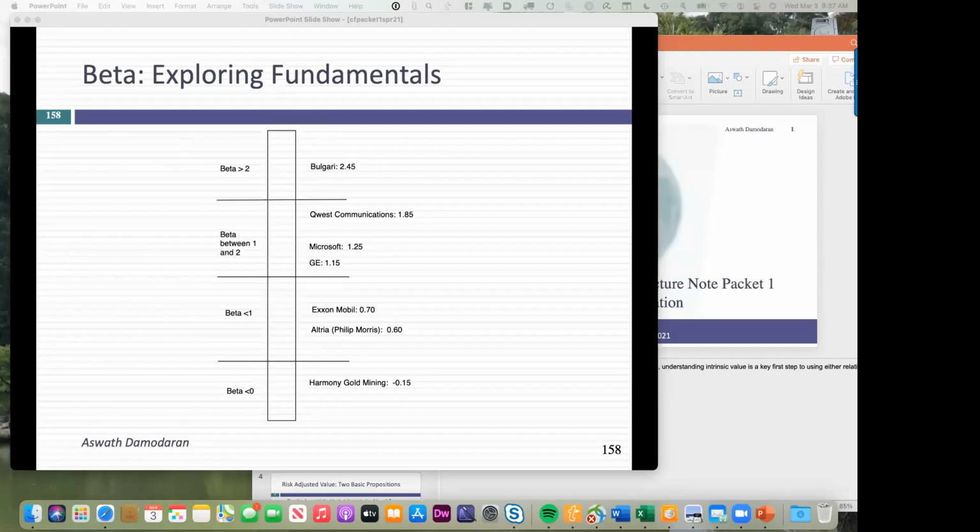Let's keep moving. Below the line, you've got ExxonMobil. Beta only 0.70. But I thought oil prices were volatile. Remember what betas measure. Betas measure how you move with the market. So let's play a game. The biggest risk driving ExxonMobil's earnings and cash flows is what happens to oil prices, right? So Camille, you be ExxonMobil. When oil prices go up, is this good news for you or bad news for you as ExxonMobil?